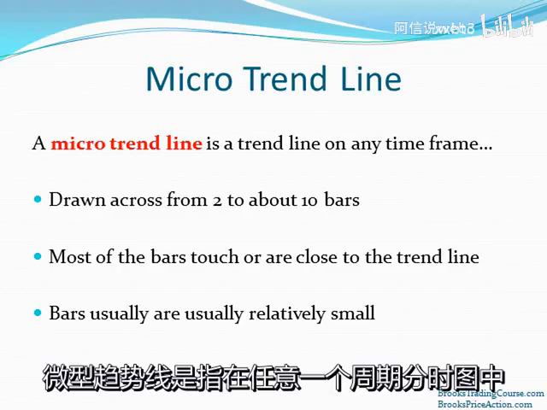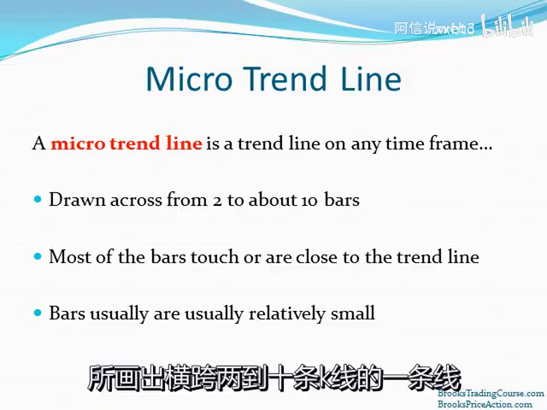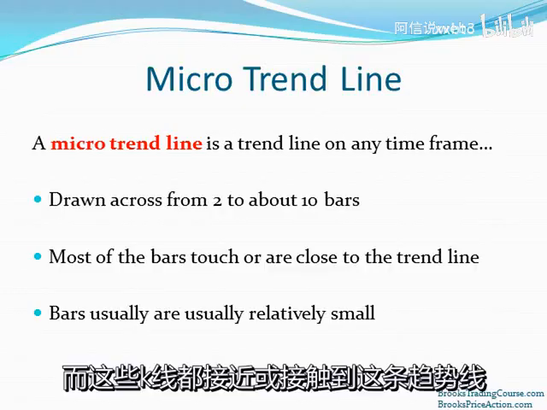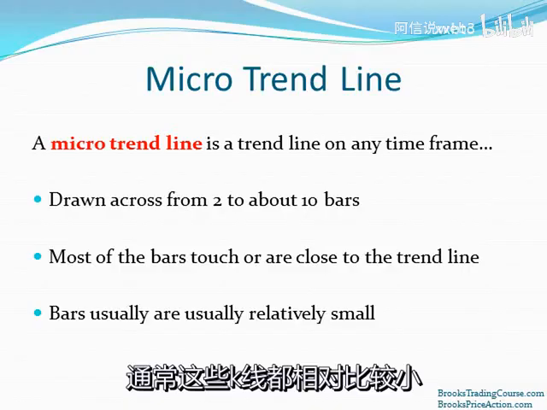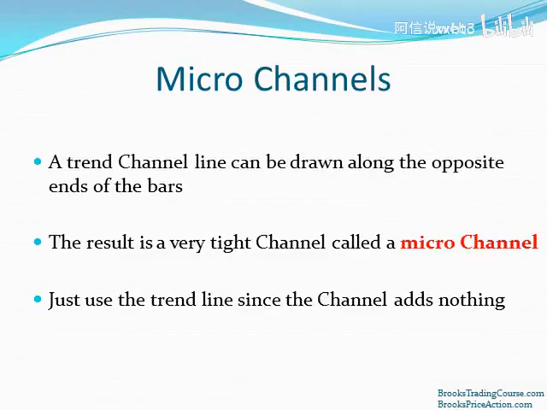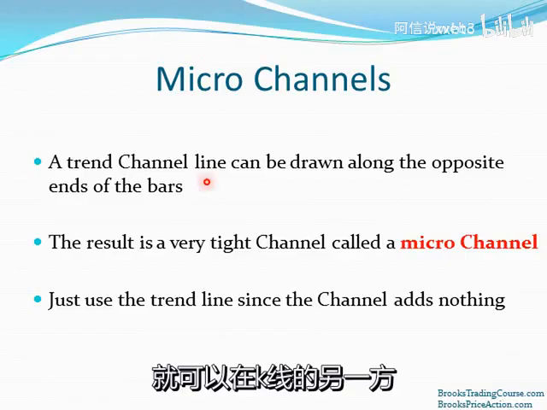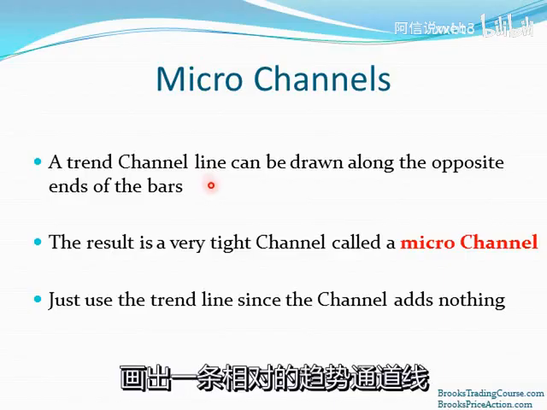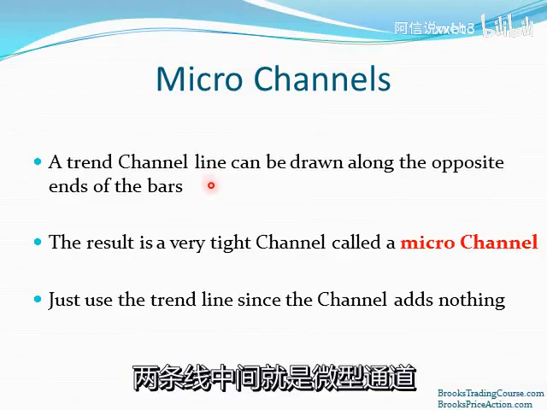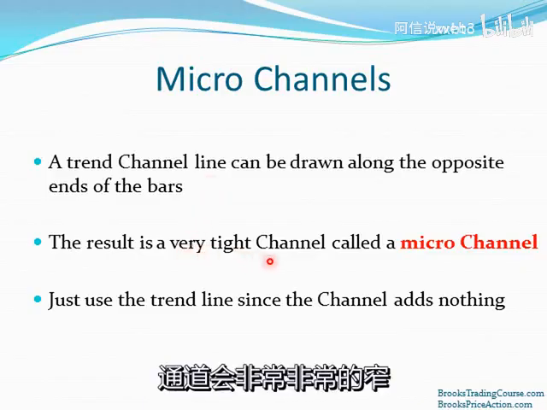A micro trend line, first of all, is any trend line on any time frame that you can draw across from 2 to about 10 bars, where most of the bars touch or are close to the trend line. Usually the bars are relatively small. And once you draw the micro trend line, you can create a parallel and put it on the opposite side of the bars to create a micro channel. The channel is very, very tight.